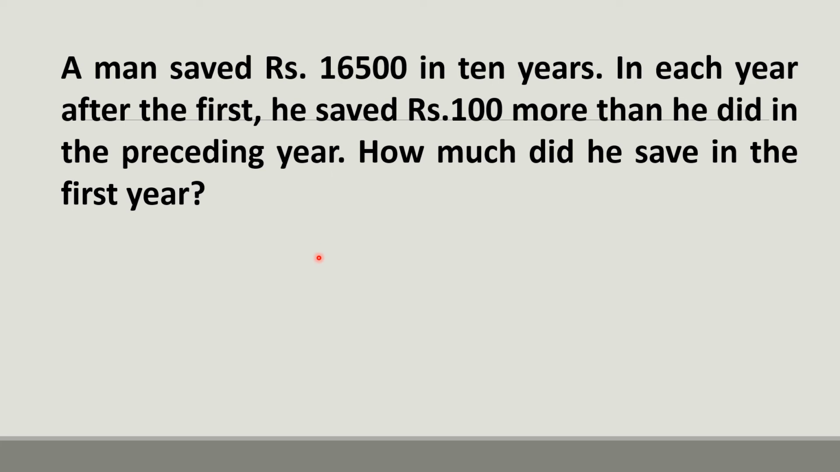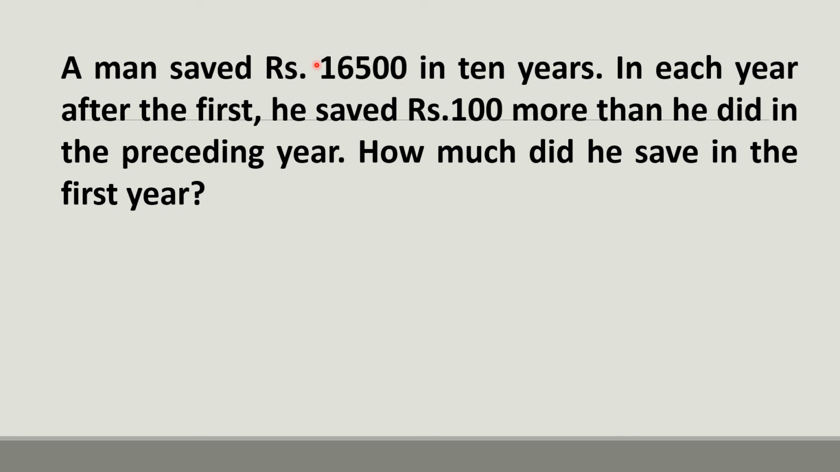Next year, he is saving 100 more than he did in the preceding year. This year, he saved 1000 rupees. Next year, he is saving 1100 rupees. And the next year, he is saving one more 100, so that becomes 1200 rupees. And the next year, it becomes 1300 rupees. So every year, there is a 100 rupees increase. That is why this series is in arithmetic progression. There is a common difference, 100 rupees difference between his savings in every year. So that is given. 100 rupees difference is there, therefore d is 100.